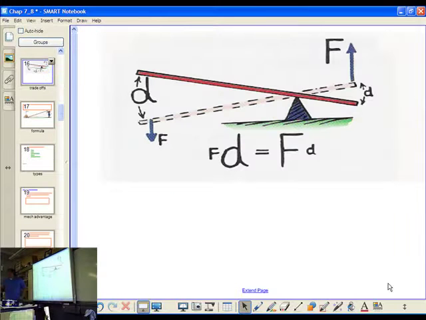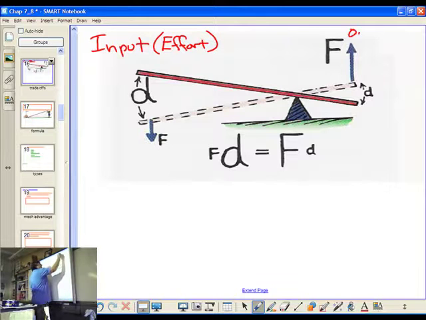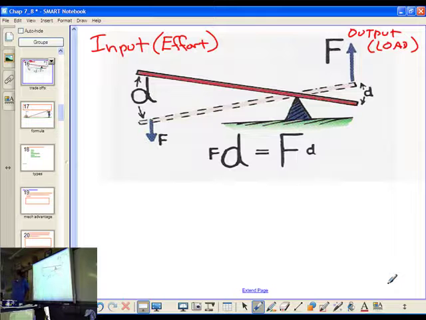If we are looking at this, now this is a lever and some terms. Now we have an input side, which we also call effort. Makes sense. You have to expend some effort to get it to do something. It's what you do. We have output, which we also call the load: what you're trying to lift or trying to move or whatever you're trying to do.